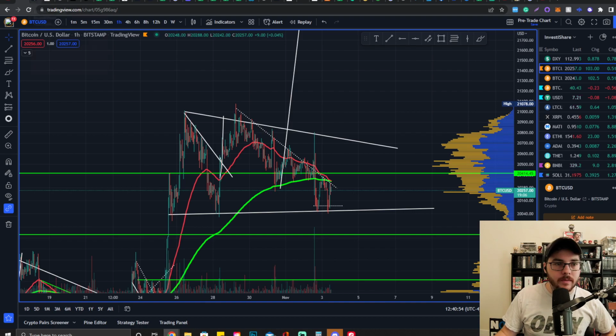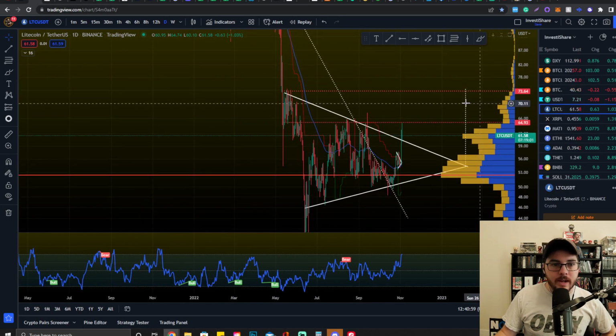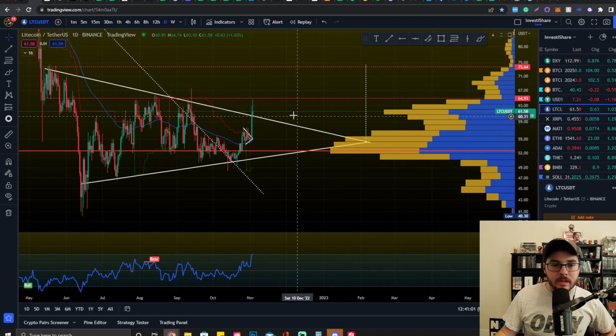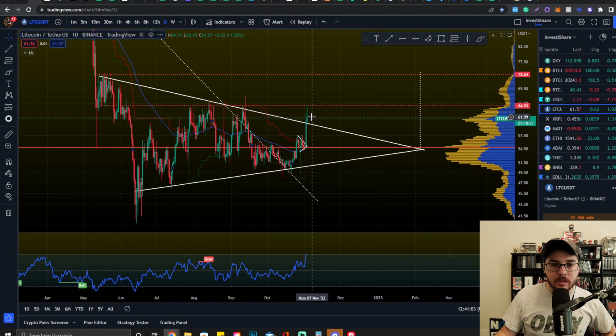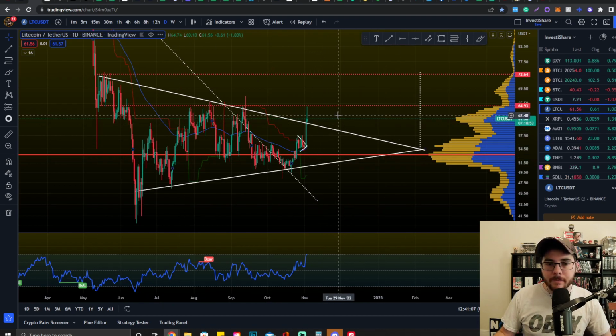Let's jump over to my other chart. So this is my Litecoin chart right here. So right now we're looking at the daily time frame. So we're waiting for a daily candle to close outside of this formation, and that will confirm a breakout.